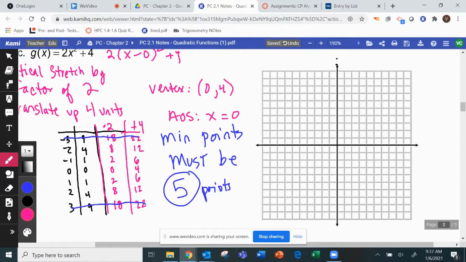Let's see, I've got my vertex at 0, 4. And then my ordered pairs around that would be -1, 6 and +1, 6. I'm just getting these from the table. -2, 12 and +2, 12. This one's stretched vertically, so it's skinnier than the past 2. And then there is an axis of symmetry right here. So everything's symmetrical around x equals 0.